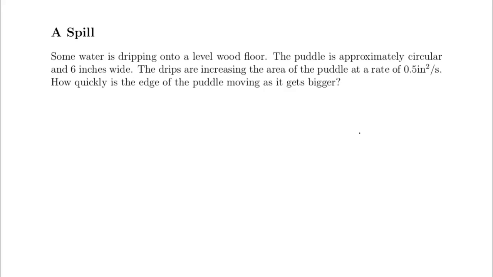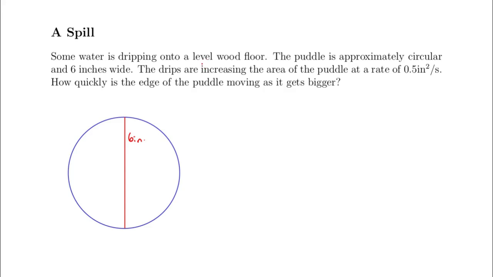Here's our first context. We've got some water that's dripping onto a level wooden floor. The puddle is approximately circular. It's 6 inches wide currently, and it's growing in size. So here's our puddle. We've got this diameter all the way across, 6 inches diameter. We're adding drips to this puddle and increasing the area of the puddle at a rate of a half a square inch per second.